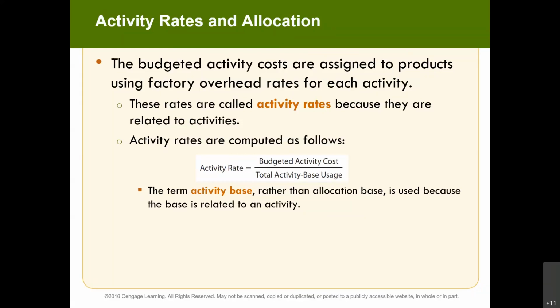So the activity rates are computed by taking your budgeted amount for that respective activity, your budgeted activity costs, divided by the activity base usage. The activity base is the base for that respective activity. So that might be something like machine hours, it might be labor hours, it might be labor dollars. It's respective to that activity. That would be your base.